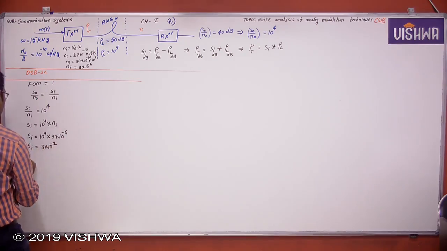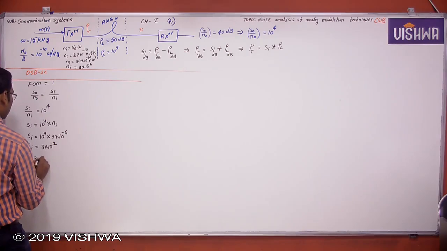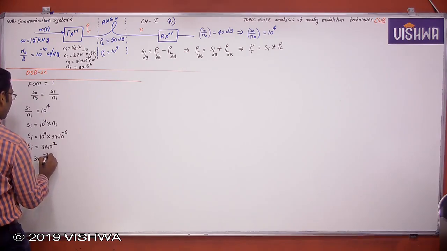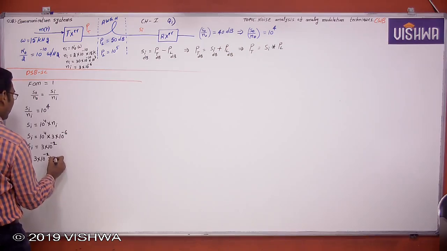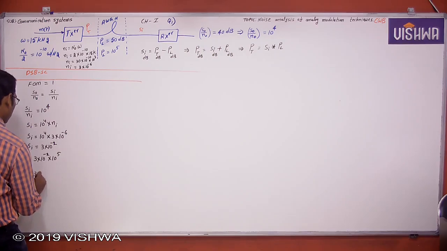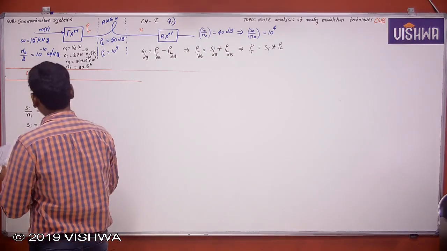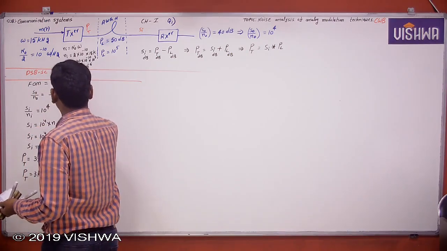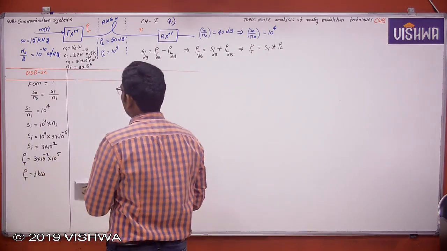Now, what is the total transmitted power? The total transmitted power is equal to SI, which is 3 into 10 power minus 2, into power loss. Power loss is 10 power 5. So this is the total transmitted power, which is equal to 3 kilowatt. Now, this is the DSB-SC signal.